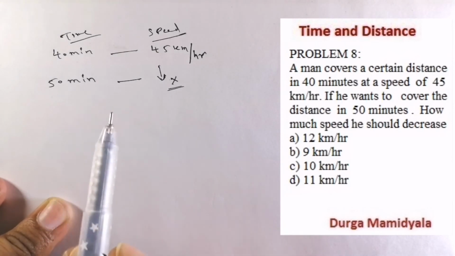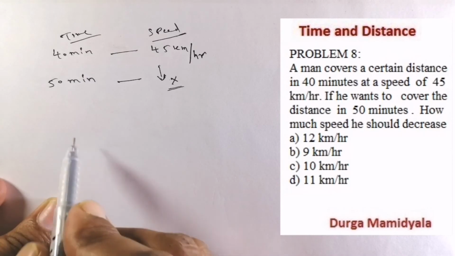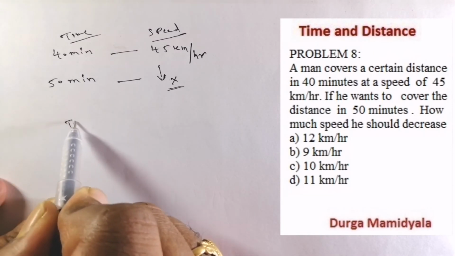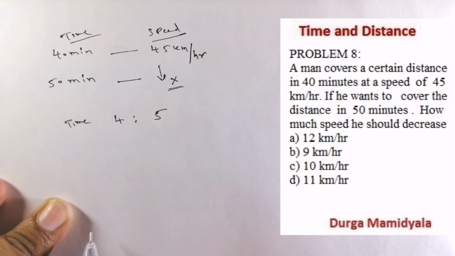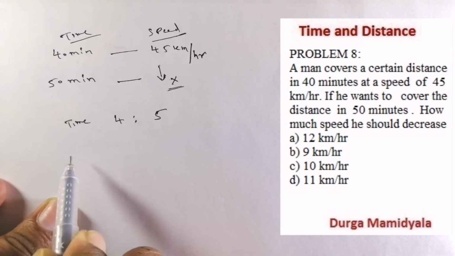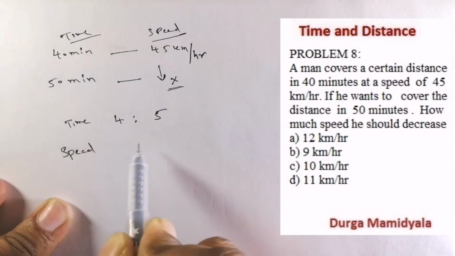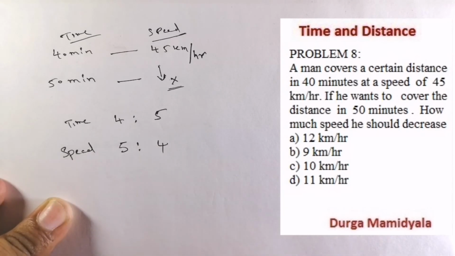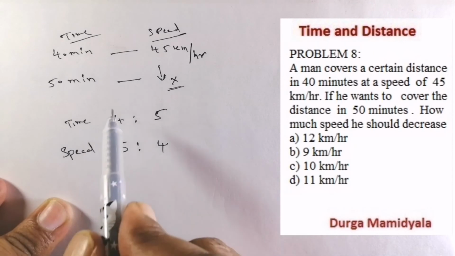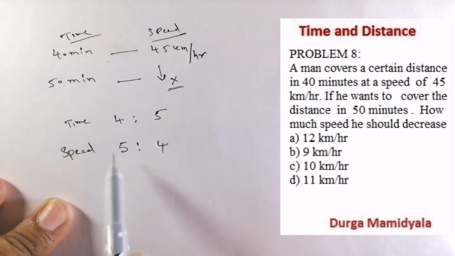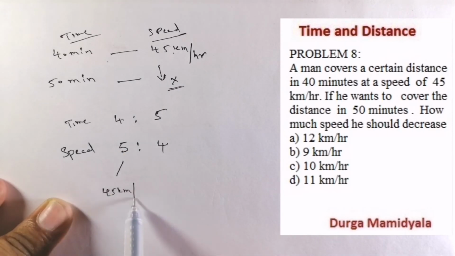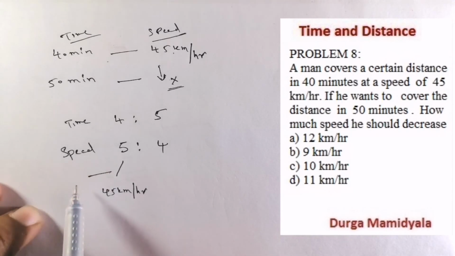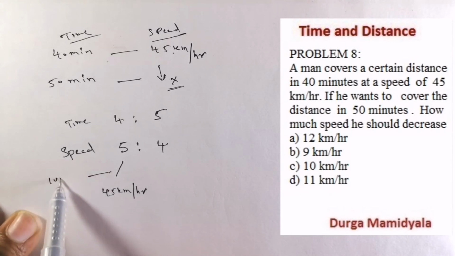So we know the time ratio also. If we compare, the time ratio is 40 is to 50, that is 4 is to 5. So if the time ratio is 4 is to 5, then what is the ratio of the speed? It is 5 is to 4, right? So this speed, 5 units, is equal to 45 km per hour. So what is the 1 unit value? It is 9. 1 unit is equal to 9 km per hour, right?